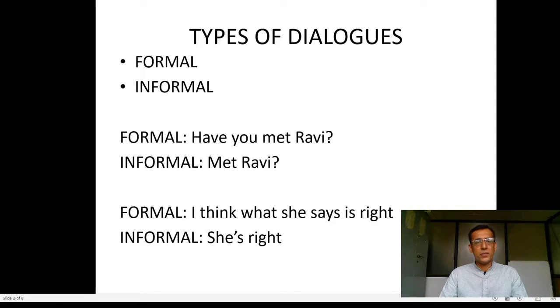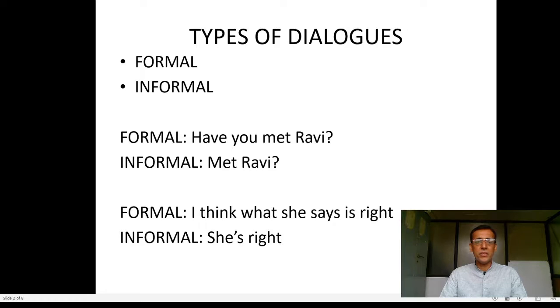And the formal dialogues are different from the informal dialogues because in formal dialogues we use formal language, formal expressions and vocabulary, while in the informal dialogues we use informal language as well as expressions.